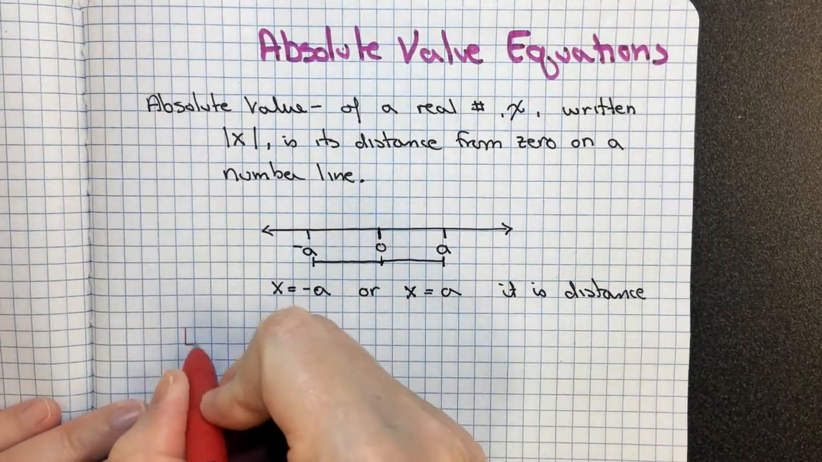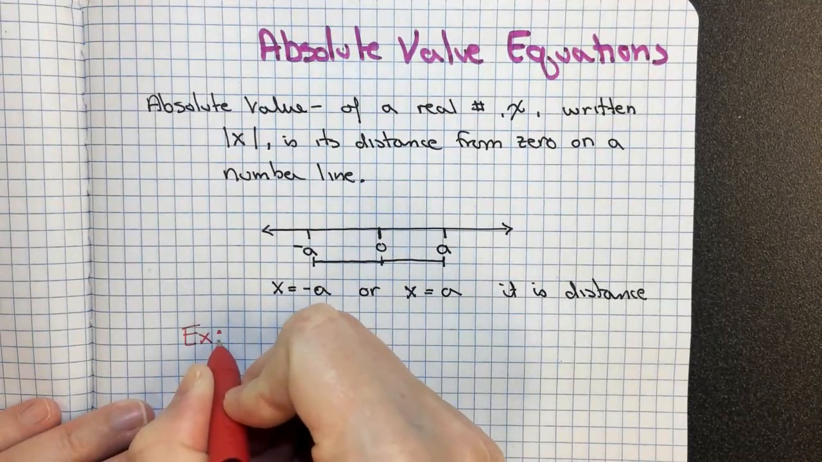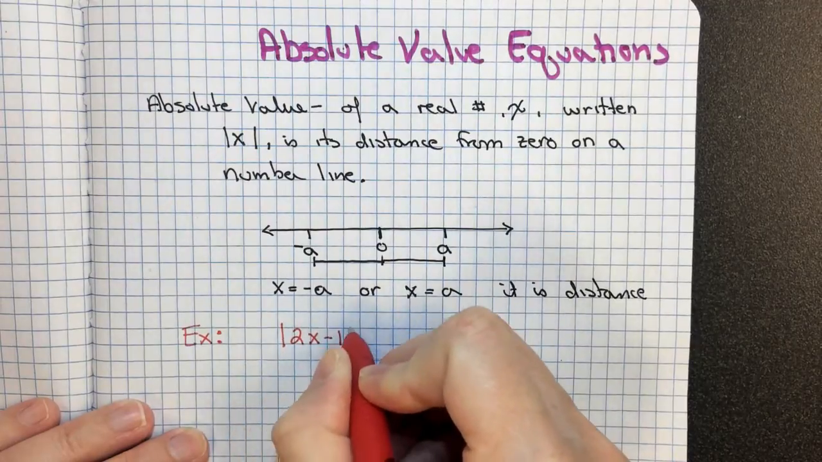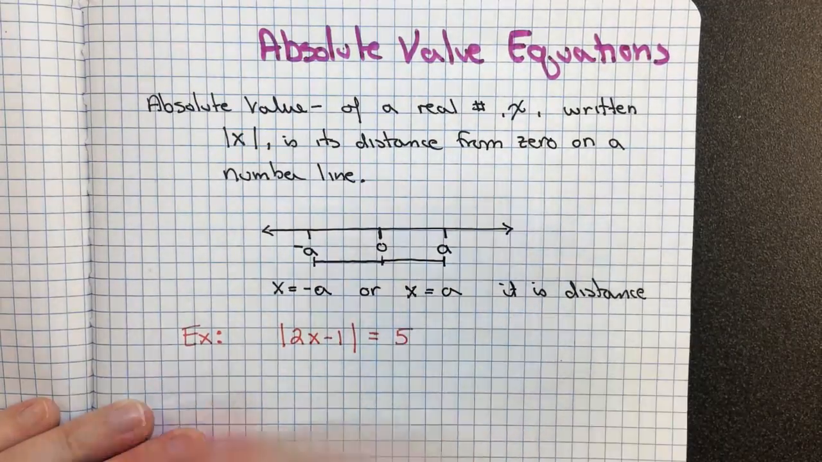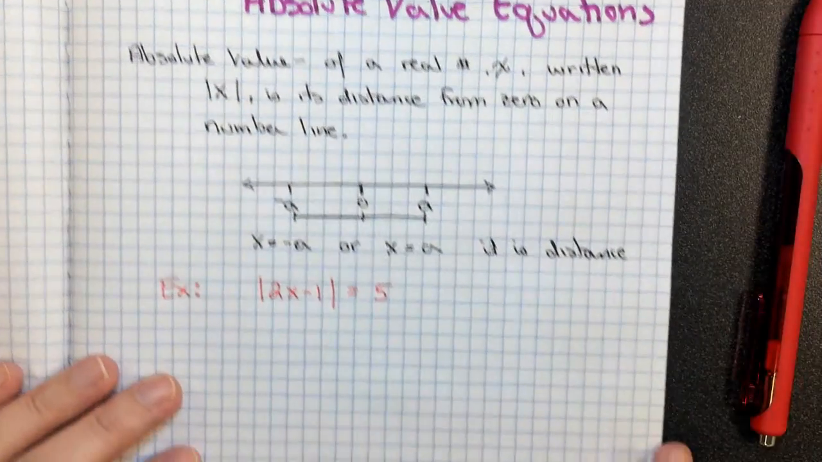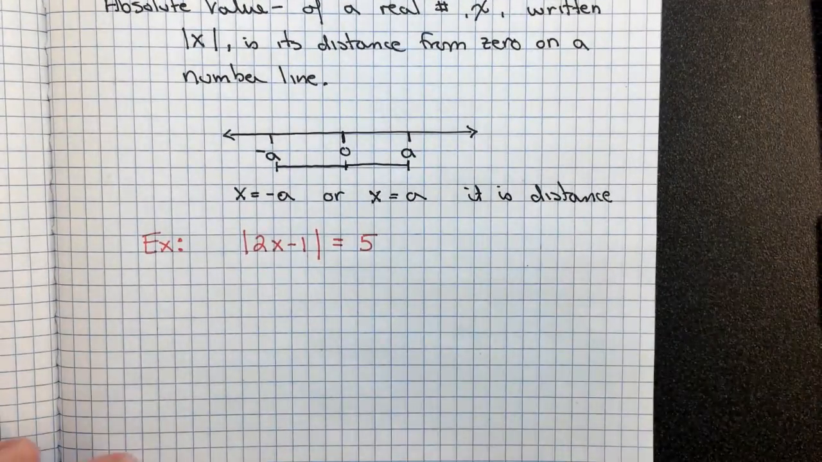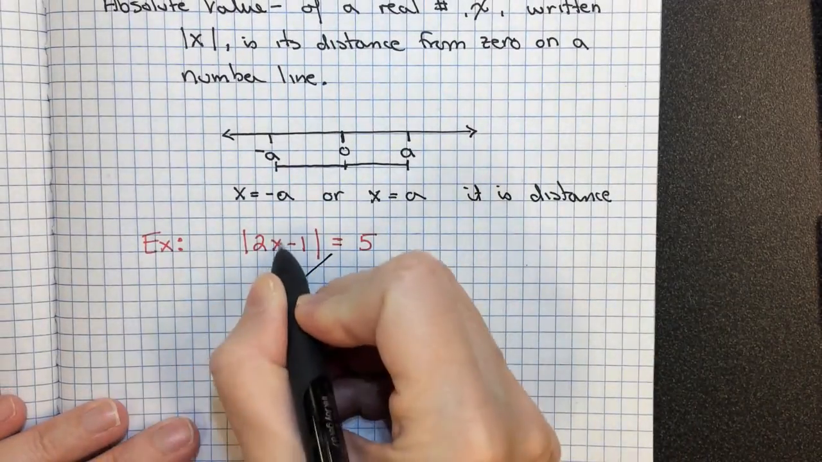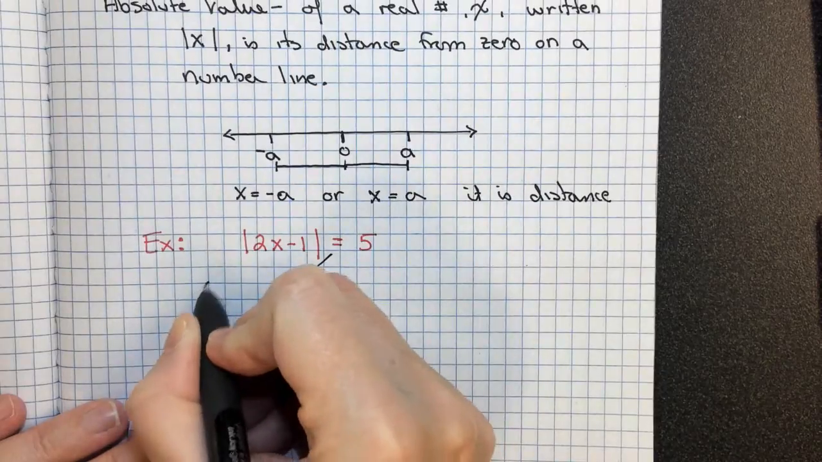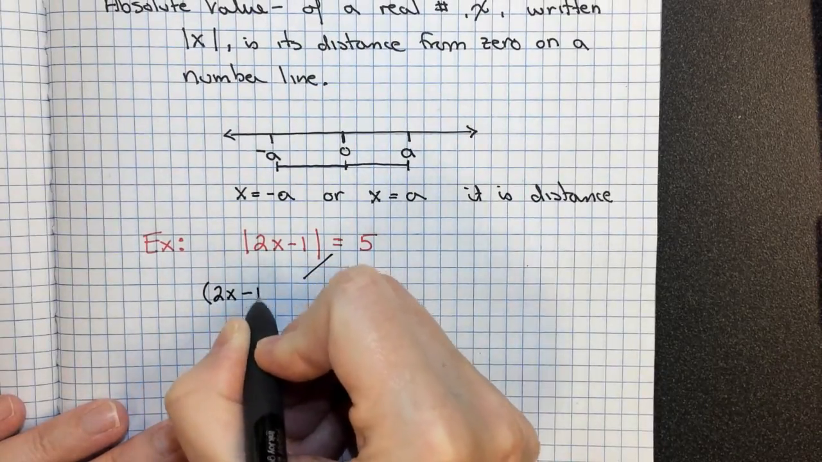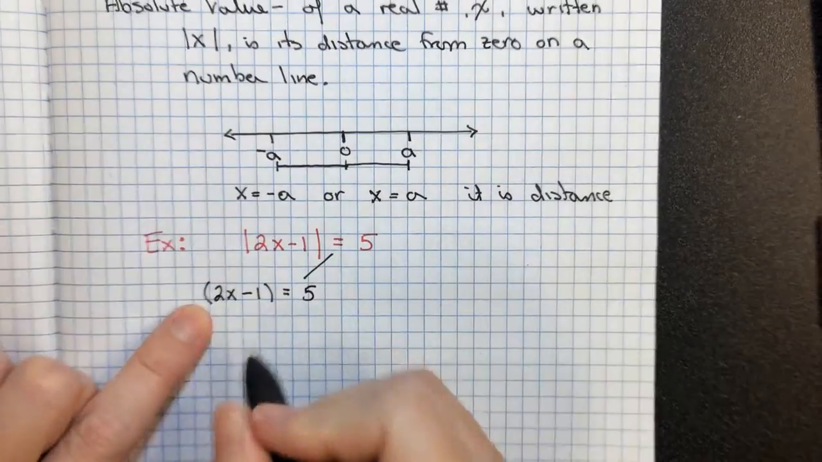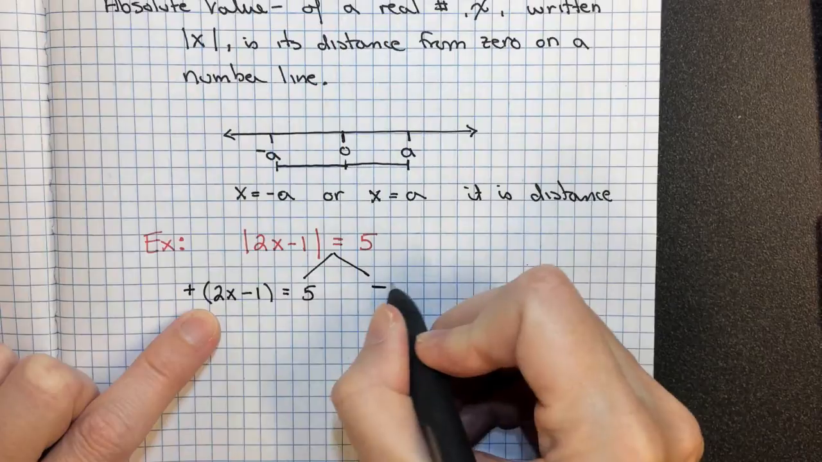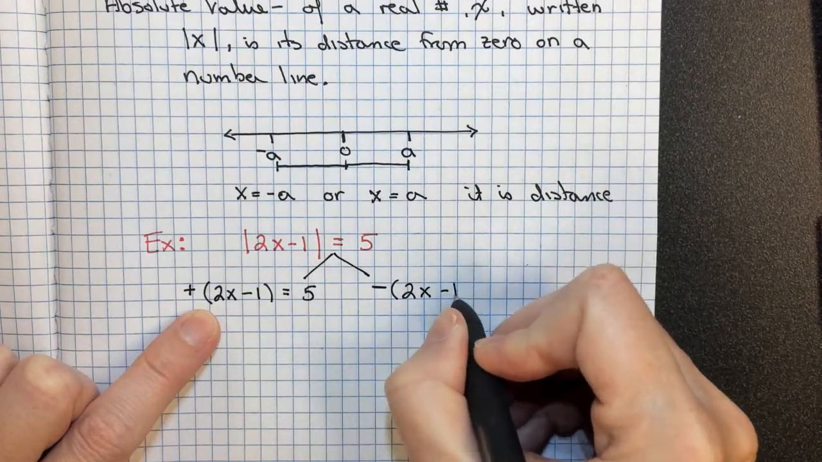So my first example problem is going to be the absolute value of 2x minus 1 equals 5. All right, we are going to account for both it being positive and negative. So this is a system I've come up with. You take it out of the absolute value bars. So this is now becoming parentheses equals 5. This is the positive version. And then this is becoming the negative version.